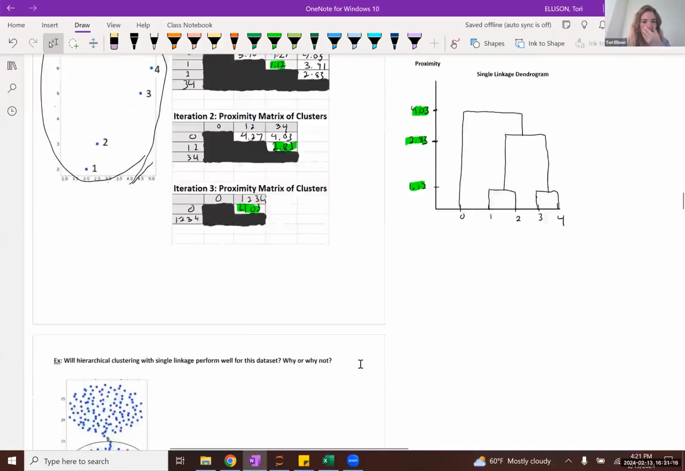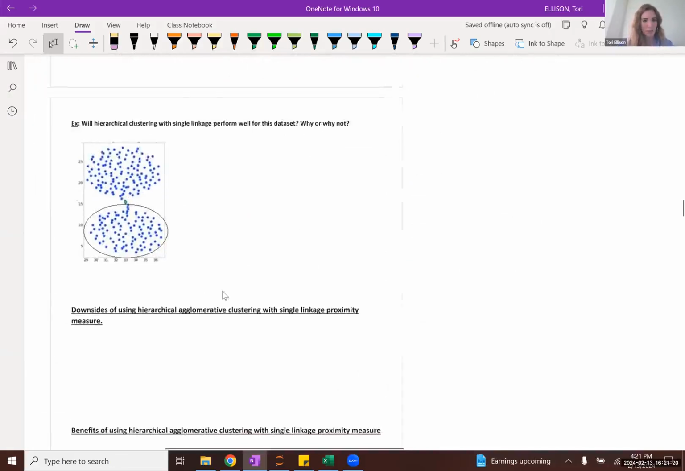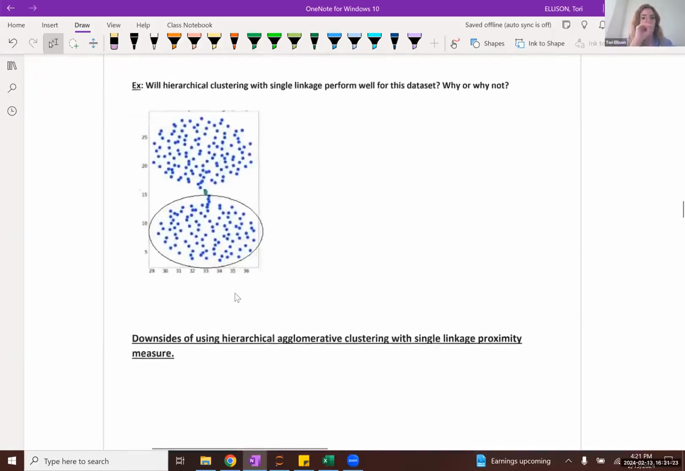Okay, so now let's think about some of the types of data sets that we would expect single linkage to perform well on, and the types of data sets that we would expect single linkage to not perform as well on. So let me ask you a poll here. We have this data set here. Launch this poll. The question is, will hierarchical clustering, specifically when we're using single linkage, perform well for this data set?